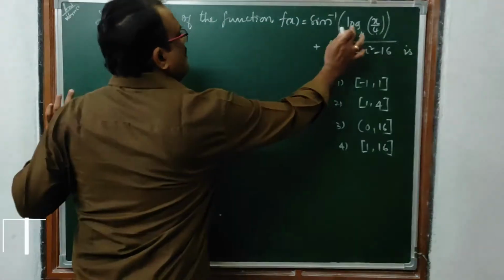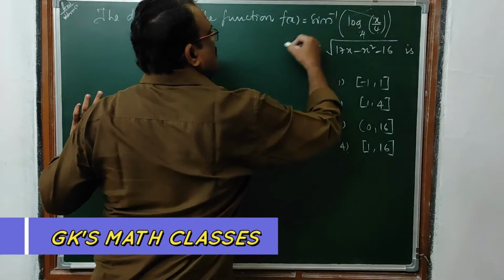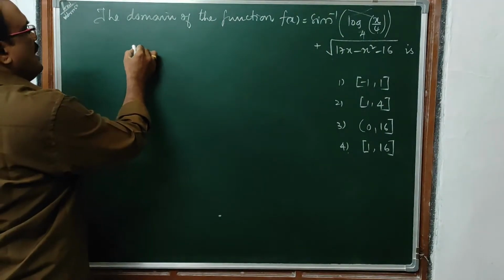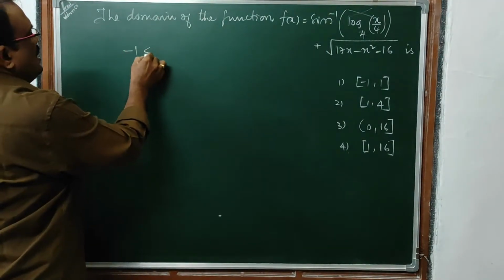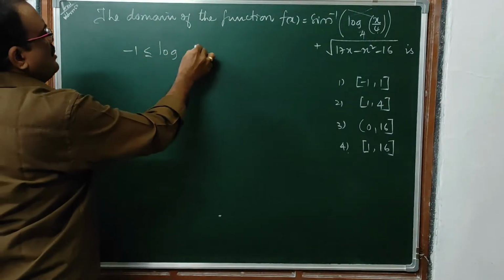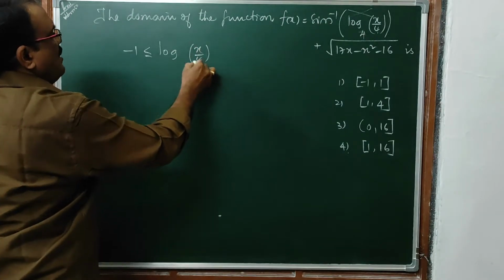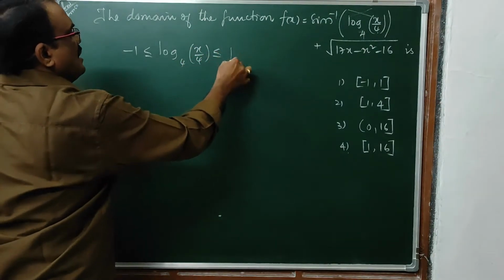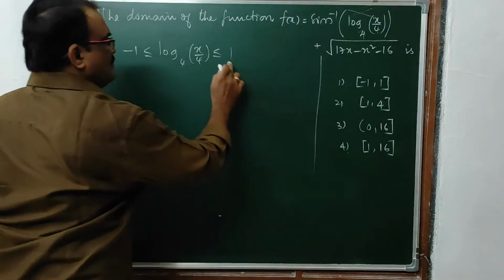So for sine inverse of this value, the entire value lies in between minus 1 and plus 1. So minus 1 is less than or equal to log of x by 4 to base 4, which is less than or equal to 1.